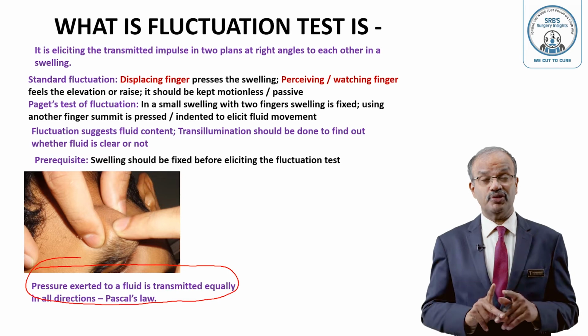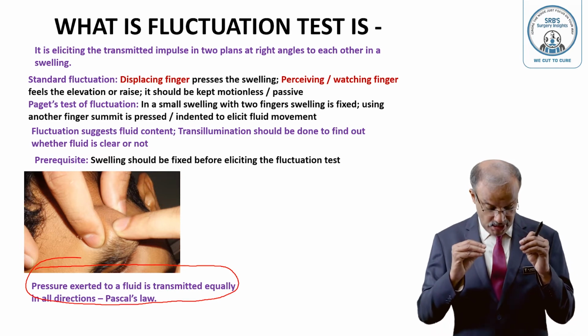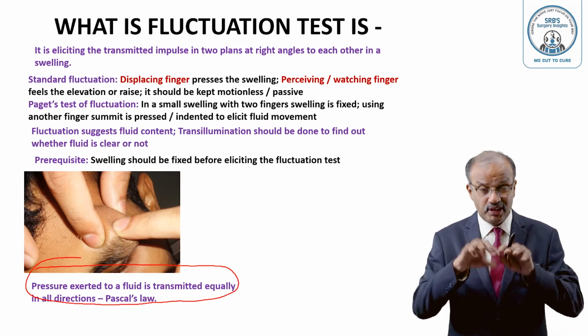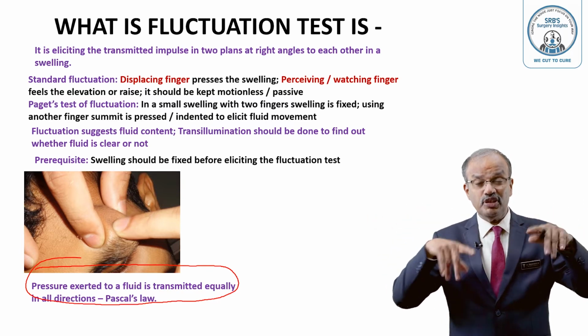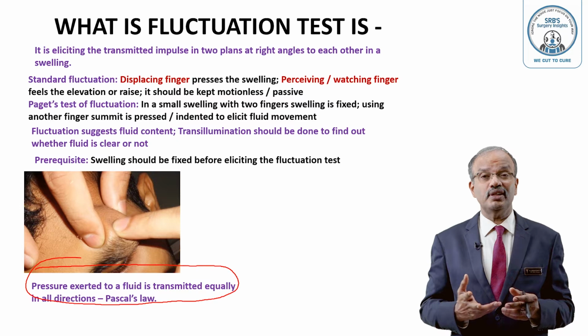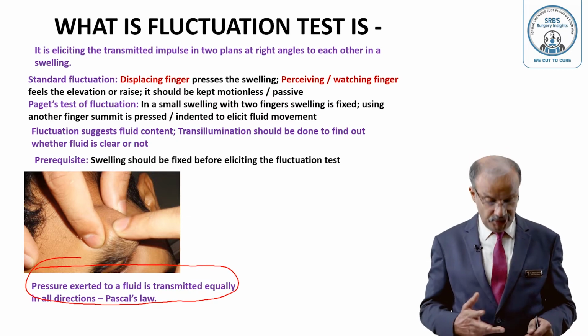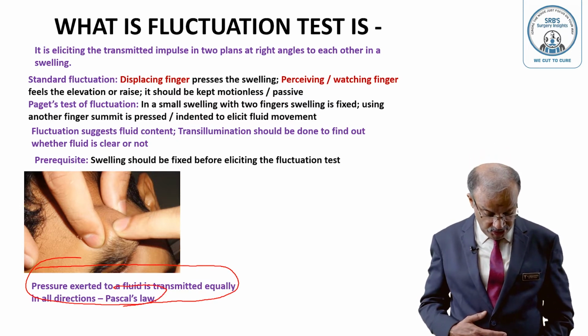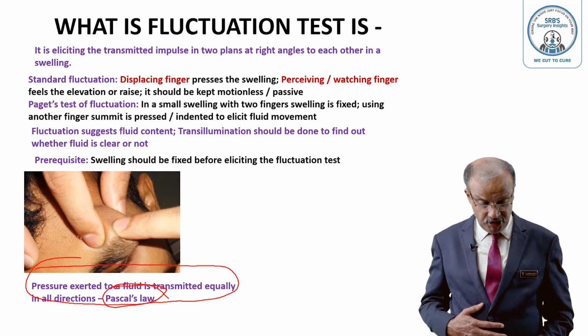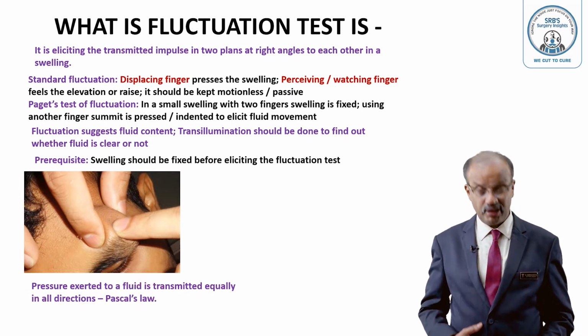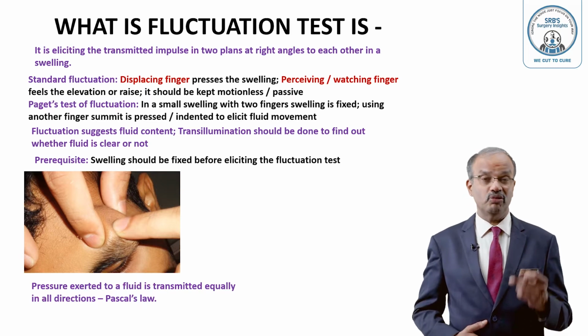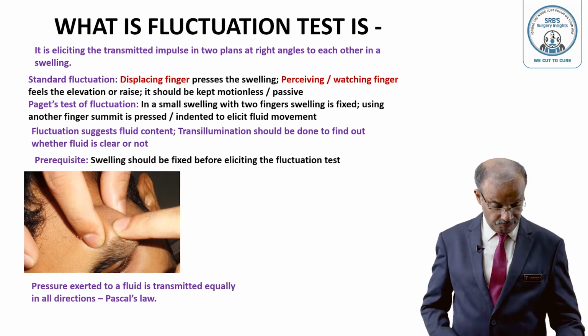That is again an MCQ question. Pressure exerted on a fluid is transmitted equally in all directions; if you press here, it is transmitted equally in all directions. This principle is used in the clinical examination for fluctuation. So Pascal's law is the basic principle behind the fluctuation test. That's why this law is to be remembered. An MCQ may be asked, a viva they may ask, an OSCE they may ask.